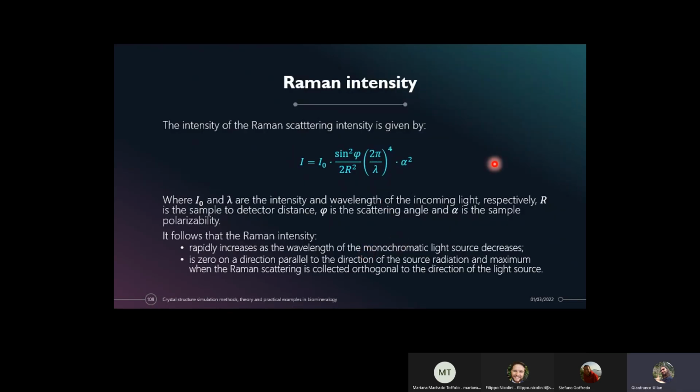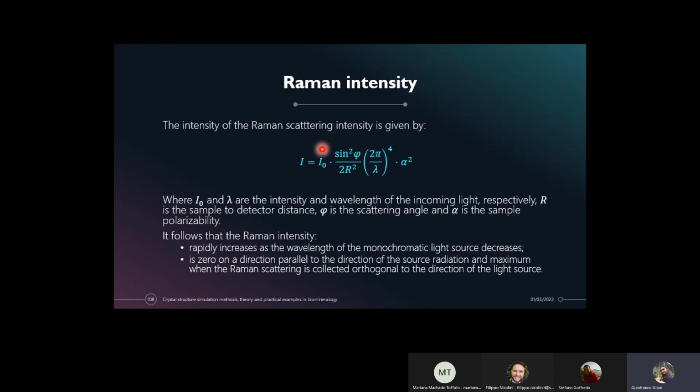The intensity of the Raman signal depends mostly on this formula, where you can see that the intensity of the signal is inversely proportional to the fourth power of the wavelength of the monochromatic source. So if you reduce the wavelength, you increase the energy of your monochromatic source, and you increase the intensity. But you have to pay some attention, because too energetic monochromatic light may damage your sample.